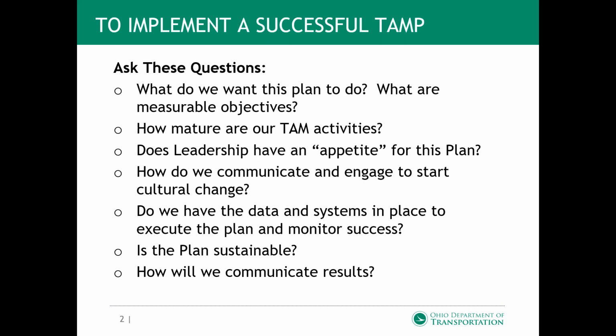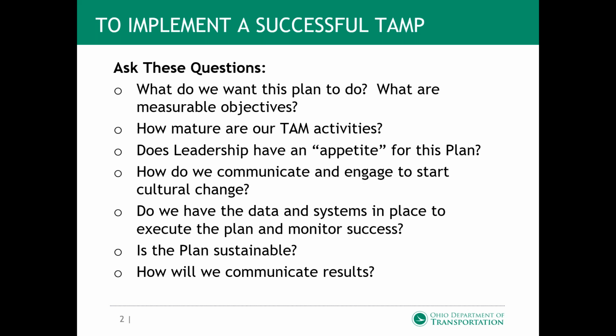We do not want the federal mandate to just be an exercise, just to be doing an exercise. We ought to be able to glean from that some good business practices that help us within our day-to-day, within our DOT. So what do we want this plan to do for us? What are the measurable objectives? How mature are our TAM activities? Does leadership have an appetite for this plan?